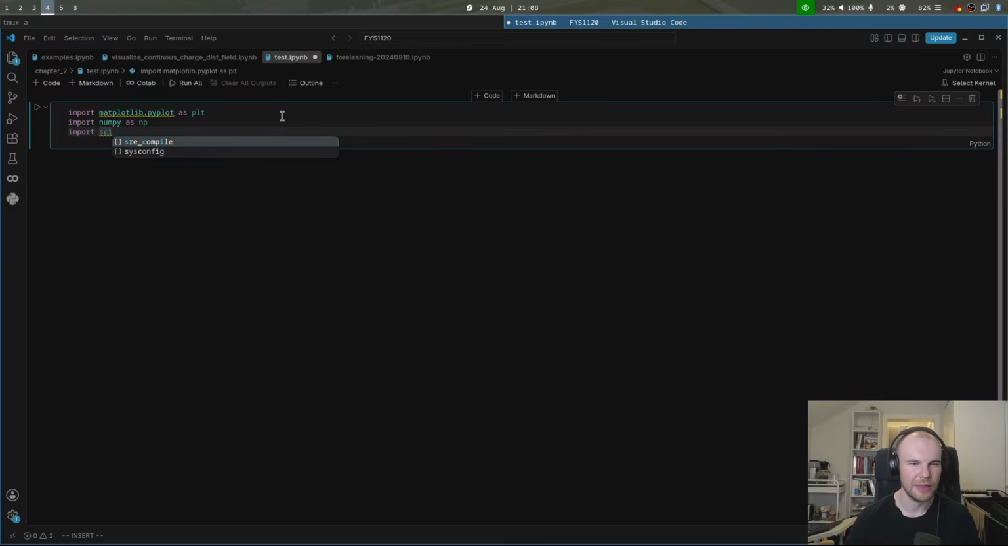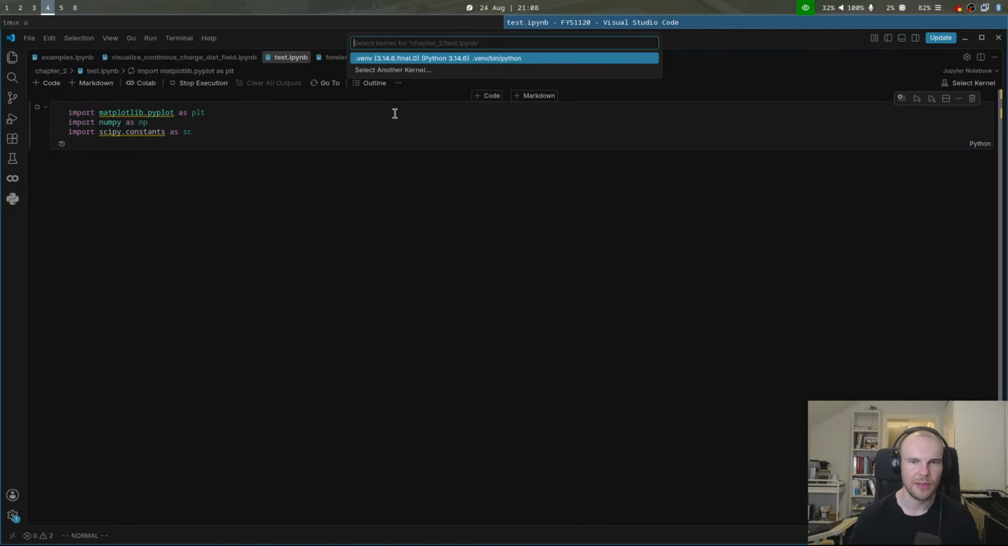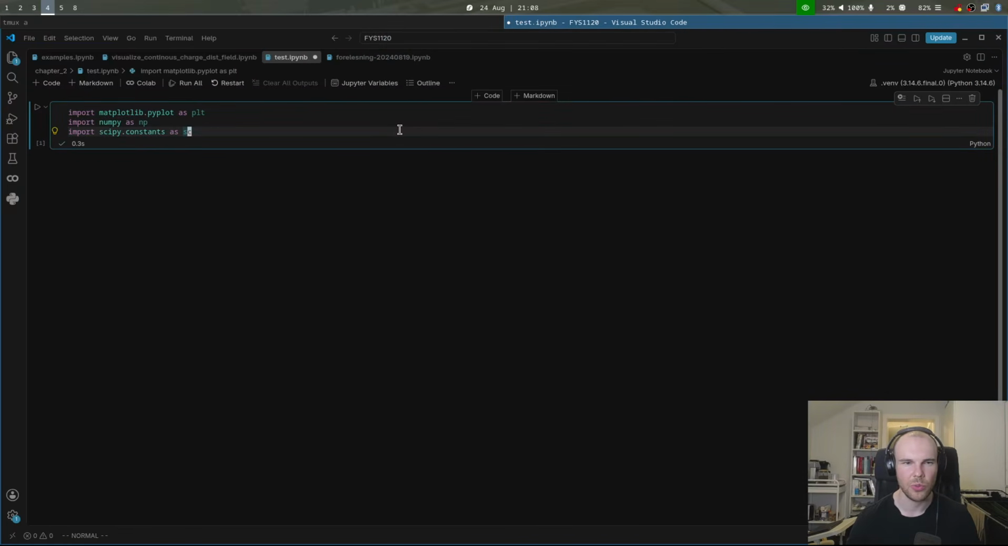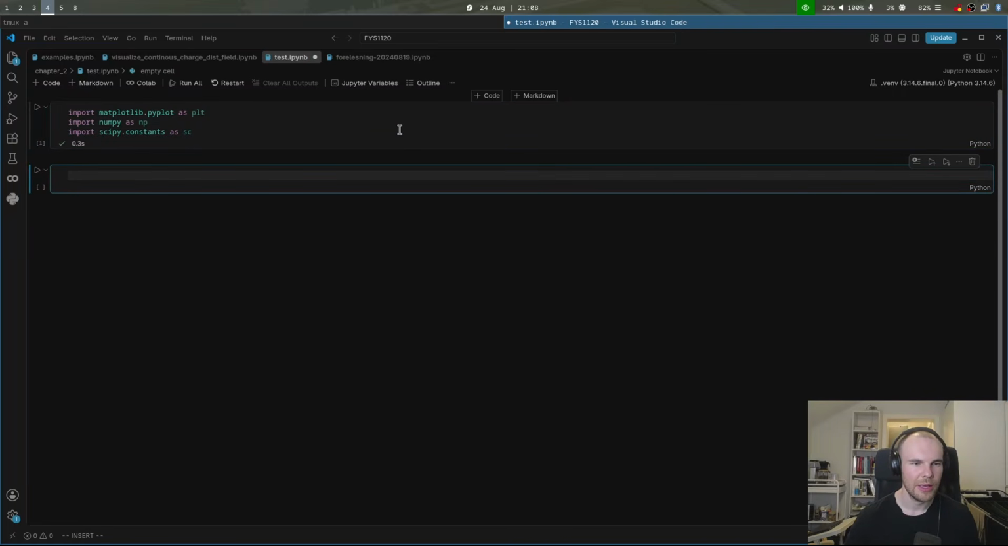Then import, I think I need scipy. Yeah, scipy.constants as sc? That should be all right. Yeah, it's always so slow with this stupid kernel. Now it was fast. Nice. Okay, perfect. We had a as just 1.0, right?